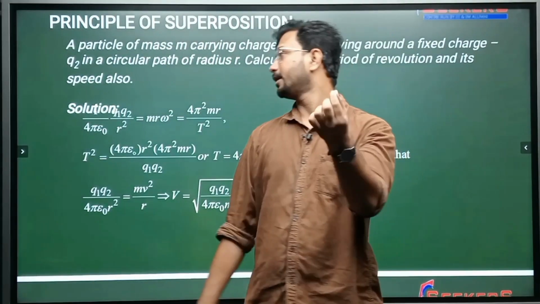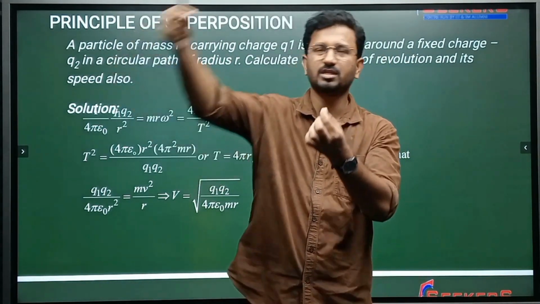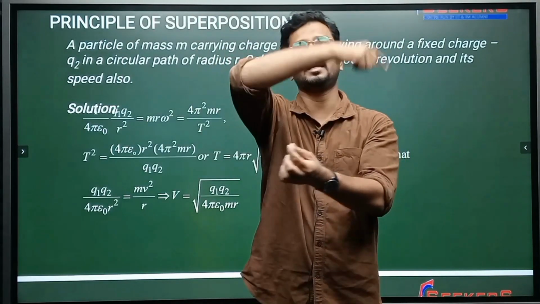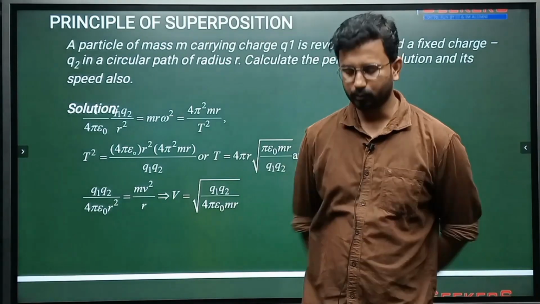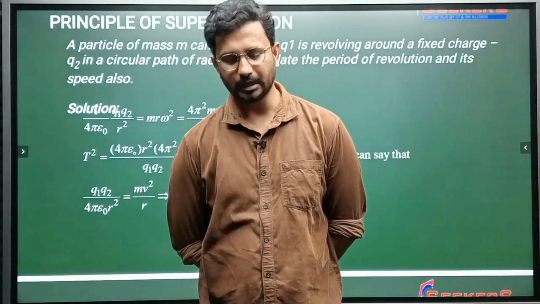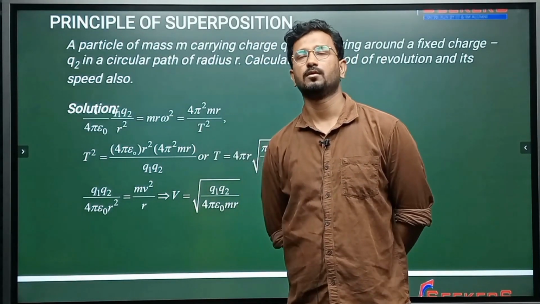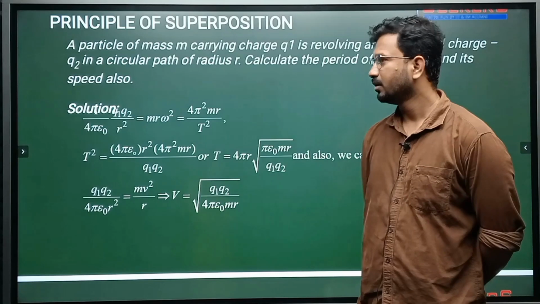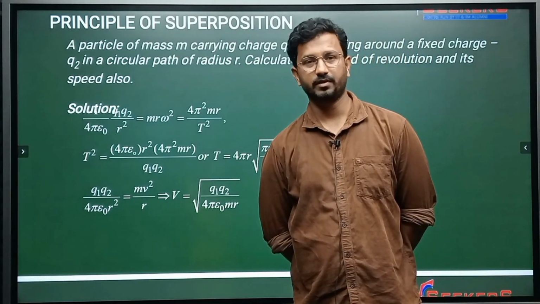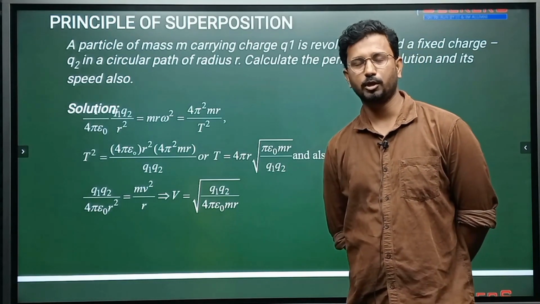Okay, so first try to understand the question. There is a charged particle here, q1, and there is another charged particle which is revolving around this charged particle in a circular path. You may have studied circular motion. Whenever a particle is moving in a circular path, there is some centripetal force acting on it. The formula of centripetal force is mv square by r.